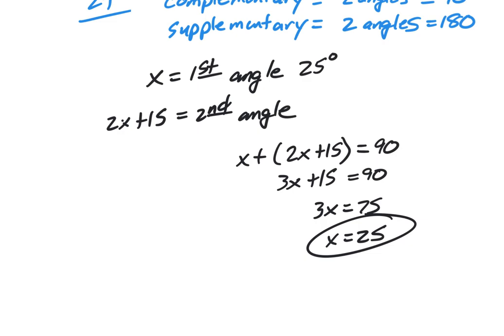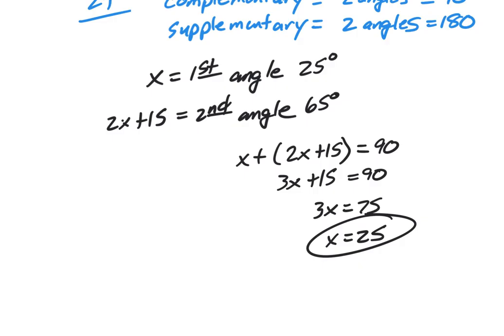On the consecutive problems, all we had to do was add something to it to get there. On this one, what do we have to do to find the second angle? Plug it back in. Yeah. So 25 is going to come over here. So 2 times 25 would be 50. 50 plus 15 would be 65. Okay. So that one is 15 more than twice the original.